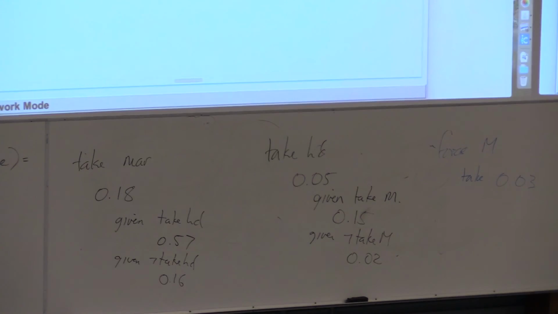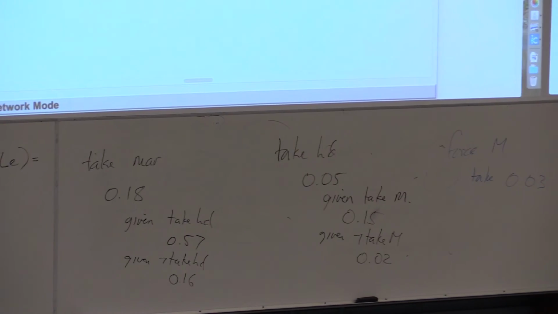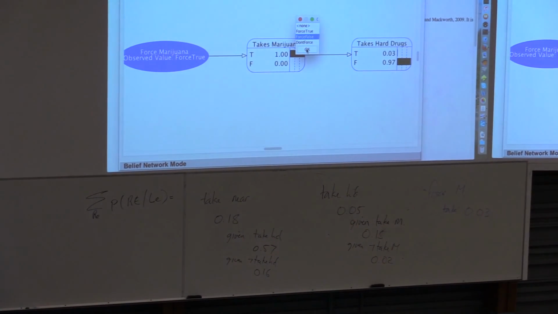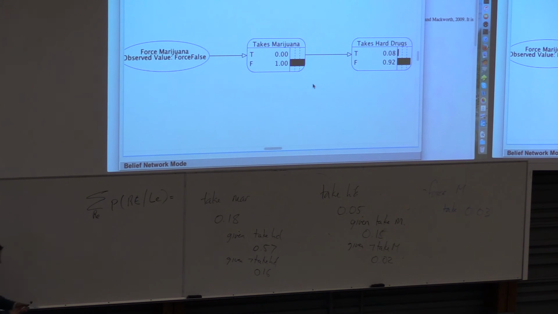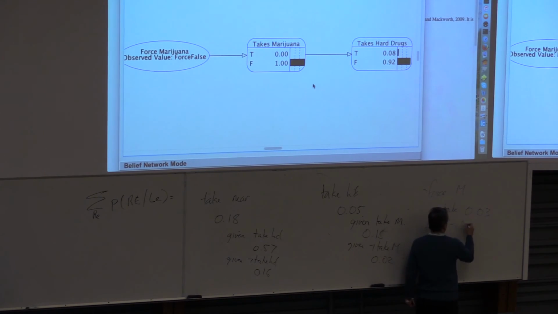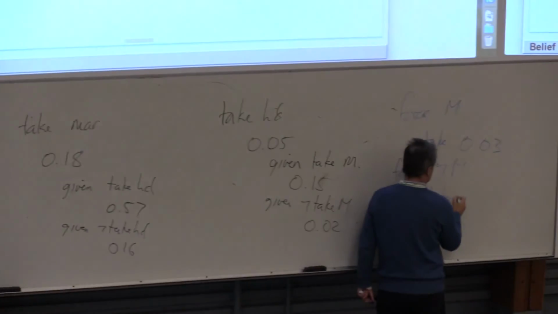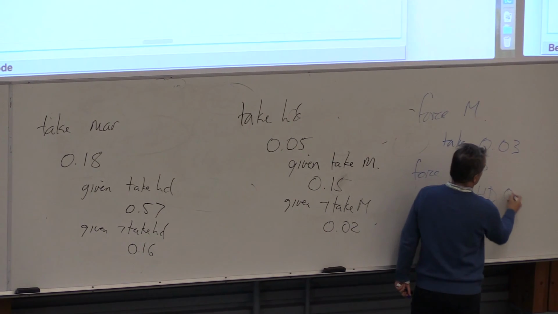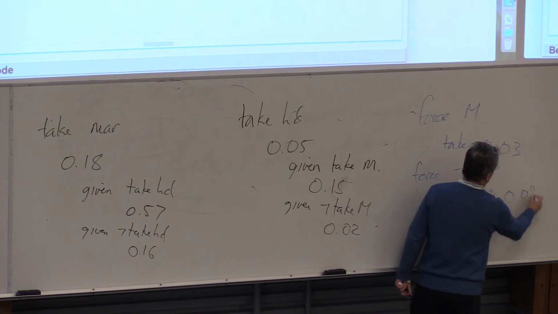What if you force them not to take marijuana? What happens? If I force them to be false, what's going to happen? You actually know the answer to this. It has to go up. Right, it goes to 0.8. So if you force people to not take marijuana, the take hard drugs goes to 0.08.